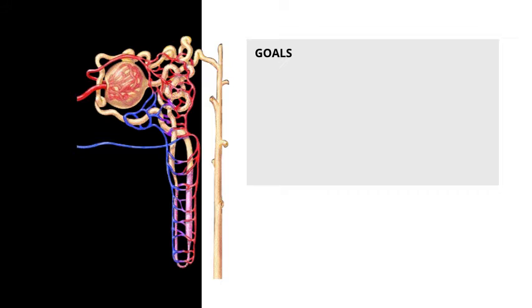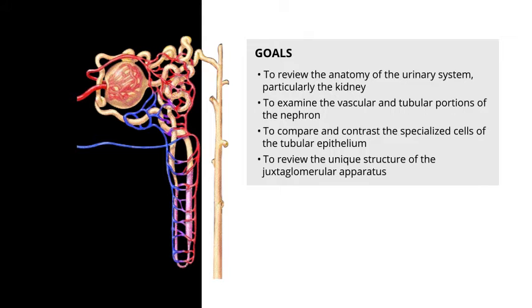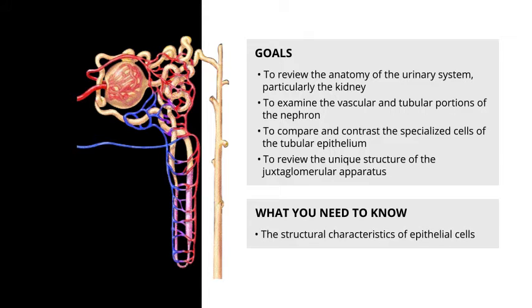Your goals for learning are to review the anatomy of the urinary system, particularly the kidney, to examine the vascular and tubular portions of the nephron, to compare and contrast the specialized cells of the tubular epithelium, to review the unique structure of the juxtaglomerular apparatus. Here's what you need to know: the structural characteristics of epithelial cells.